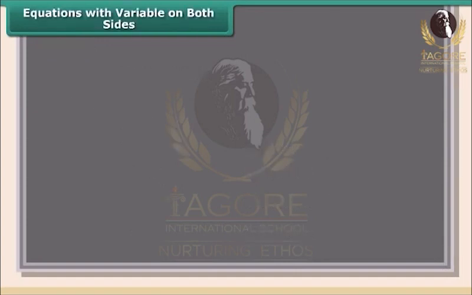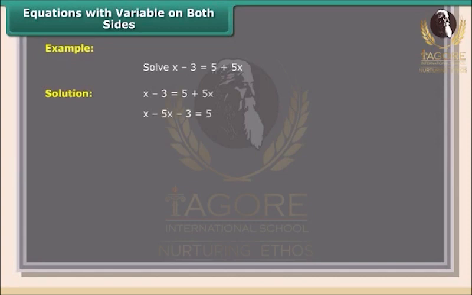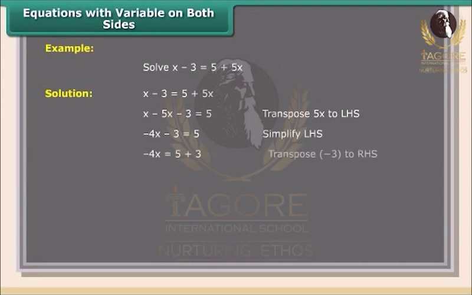Equations with variable on both sides. Example. Solve x minus 3 is equal to 5 plus 5x. Solution. x minus 3 is equal to 5 plus 5x. x minus 5x minus 3 is equal to 5. Transpose 5x to LHS. Minus 4x minus 3 is equal to 5. Simplify LHS. Minus 4x is equal to 5 plus 3. Transpose minus 3 to RHS. Minus 4x is equal to 8.